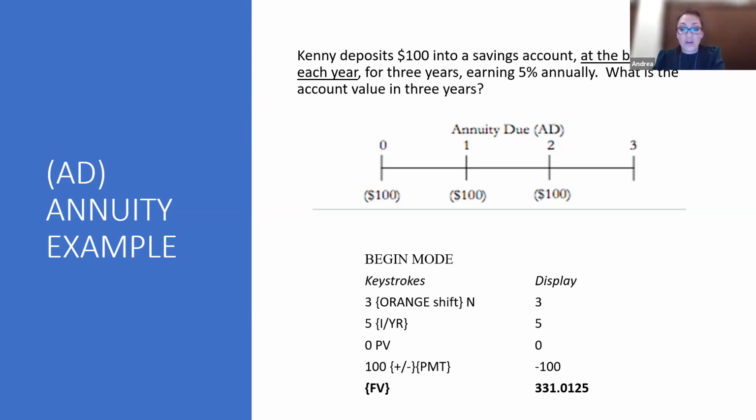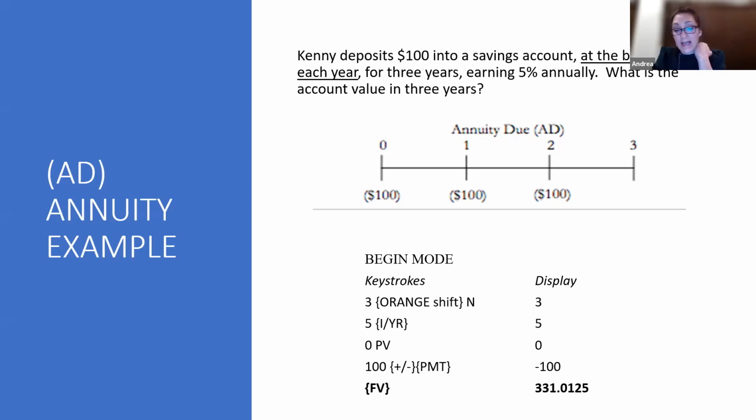Your keystrokes are going to be the same. The 3 orange shift end button to display 3 years, earning 5% a year. There's still $100 going into the account at the beginning of each year. So 100, and we're solving for future value, which is 331.0125.